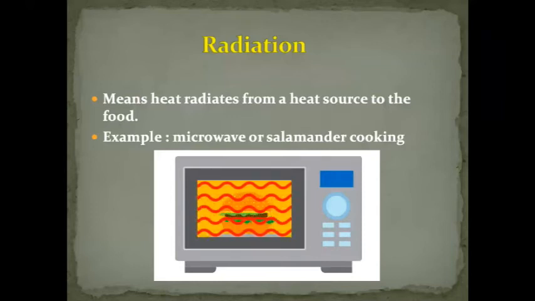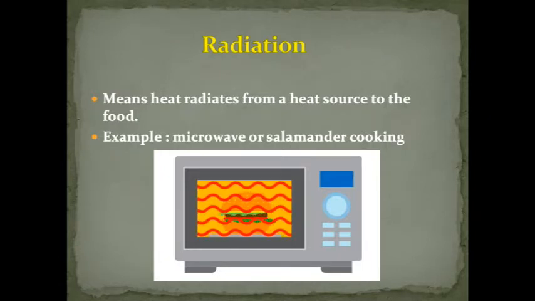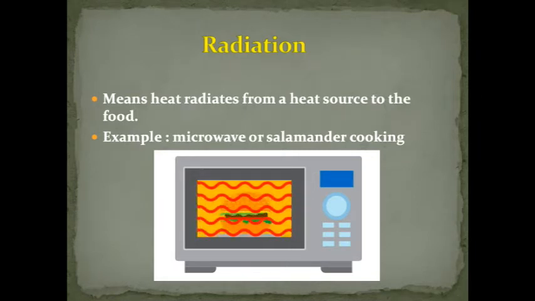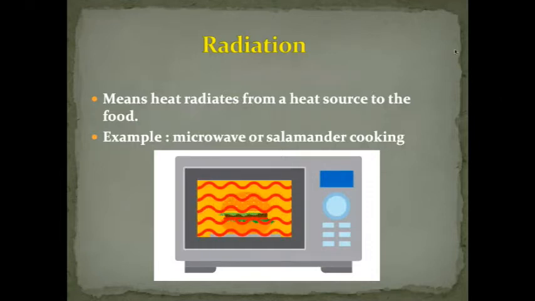Salamander is infrared radiation, where the rays come and hit and brown the top surface. That's how cooking is done in a salamander. While the microwave is something in which the microwaves radiate, go inside the food, and agitate the water molecules, steam बनती है, and through that cooking is done. Okay, so there are two types of radiation, microwave and infrared. Microwave is in your microwave cooking, infrared is in your salamander.